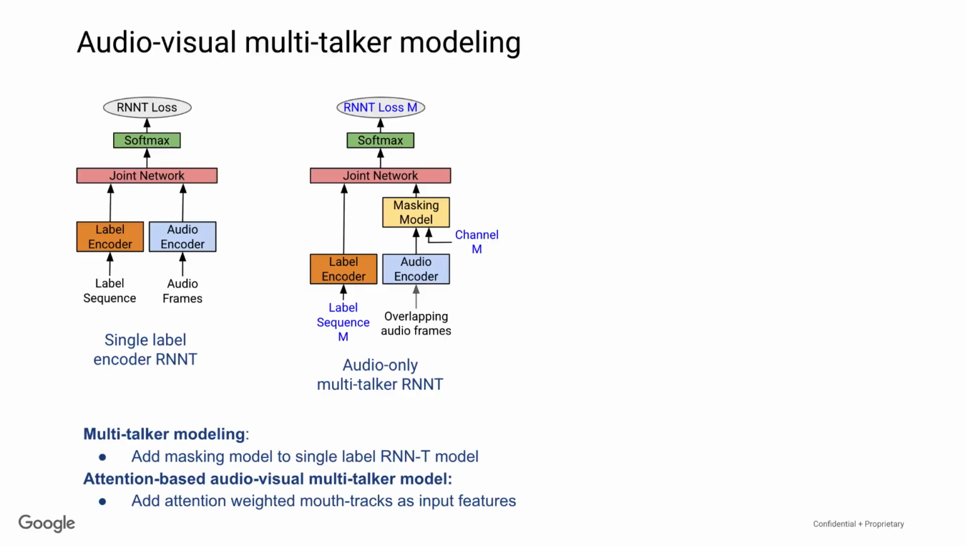The utterance is aligned with the label sequence for the first speaker, and the RNN-T loss for that channel is computed. In the second pass, the channel select index for the second speaker is appended to the encoded audio. The overlapped utterance is aligned with the second label sequence, and the RNN-T loss for the second channel is computed. The overall loss is the sum of these RNN-T losses with the addition of a masking loss.